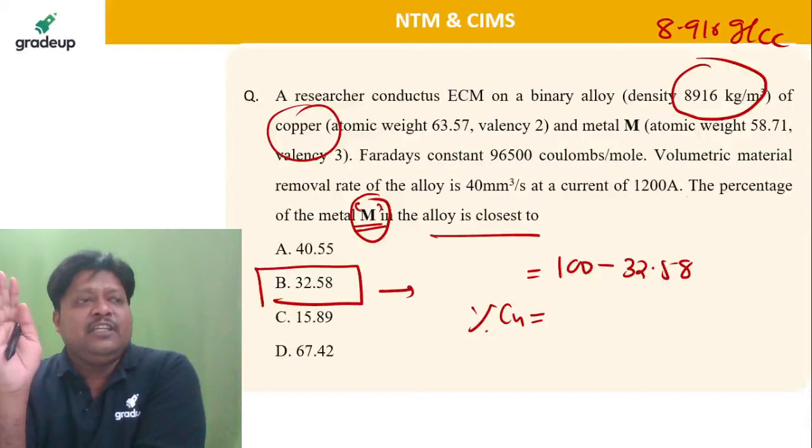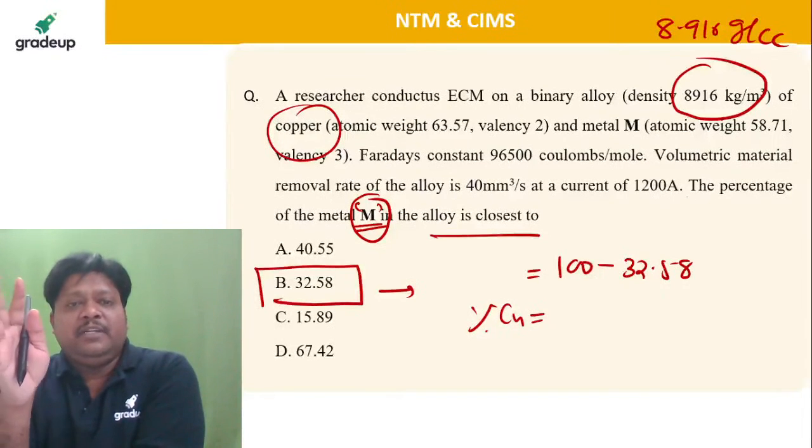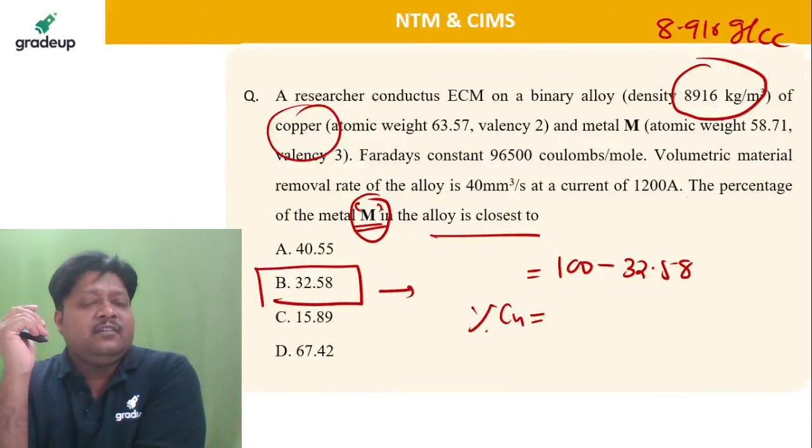If you see the similar question in GATE 2008 by IISc Bangalore, there the metal P was there, and the known alloy in the binary alloy was the alloy of iron, isn't it?